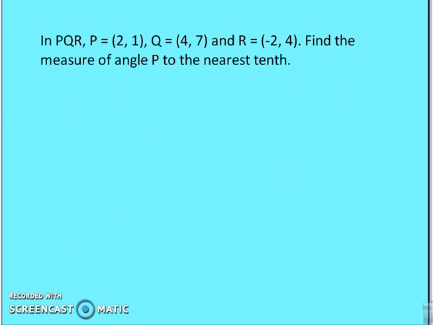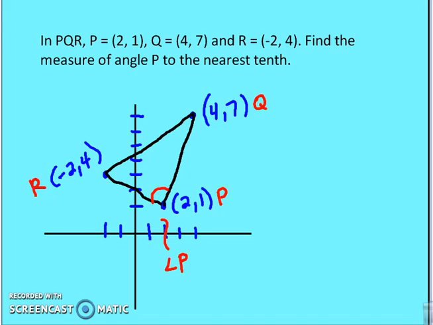All right, so now we're going to take another case. I'm going to take a triangle PQR with the vertices (2, 1), (4, 7), (-2, 4), respectively, and I want to find the measure of angle P to the nearest tenth. So let's walk through this problem. I'm going to draw the picture. I connect the vertices and draw my triangle. I want to find out what the measure of angle P is.